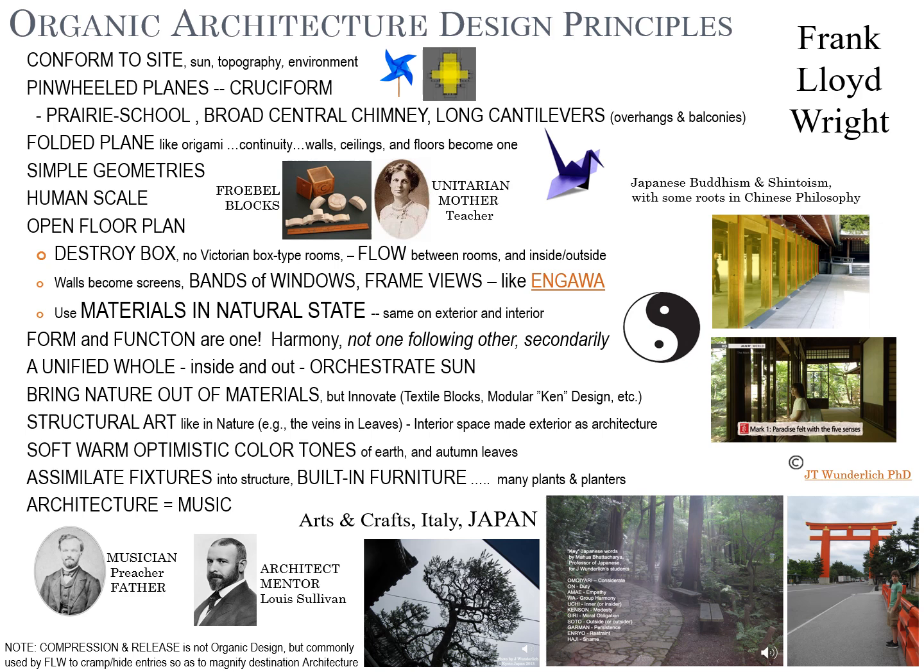And that's important if you think about how his art works and looks. So next, soft, warm, optimistic color tones of earth and autumn leaves. Assimilating fixtures into the structure. So the indirect lighting and recessed lighting in the ceilings and the floors, and the way he uses light and illumination, is a key thing in assimilating the fixtures. Also the built-in furniture.